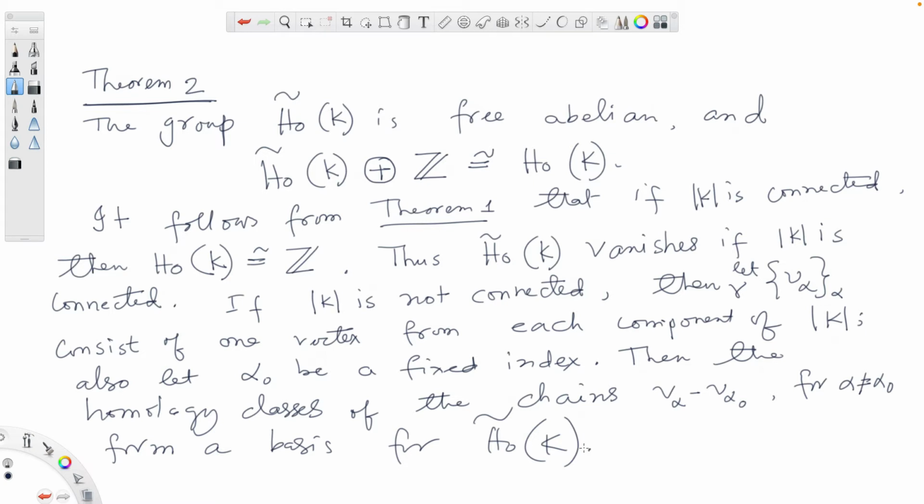Okay. So we pick up those zero cycles in this form that do not bound, and this collection forms the basis of this reduced homology group of the simplicial complex K. Okay. All right. So here goes the proof of the second theorem.